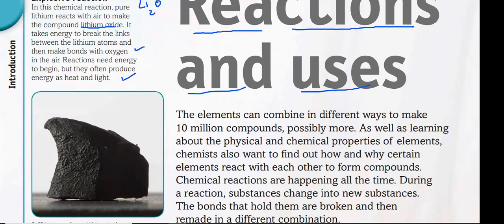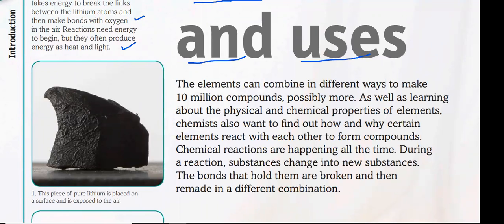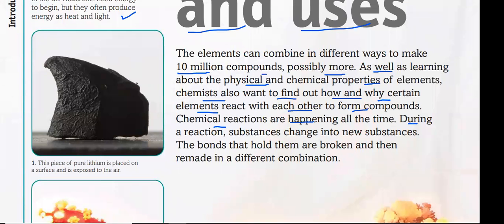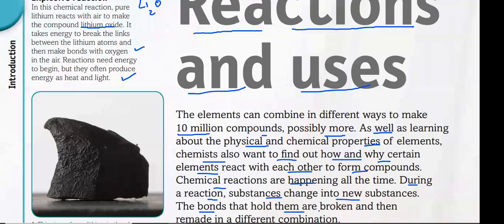Now let's see, elements can combine in different ways to make 10 million compounds, possibly more. As well as learning about the physical and chemical properties of elements, chemists also want to find out how and why certain elements react with each other to form compounds. Actually, chemical reactions are happening all the time. During a reaction, what will happen? Substances change into new substances. The bonds that hold them are broken and then remade in a different combination. That is the entire secret behind a chemical reaction.